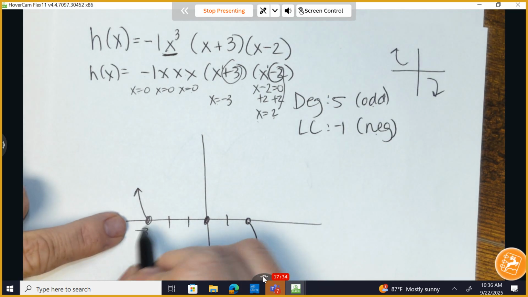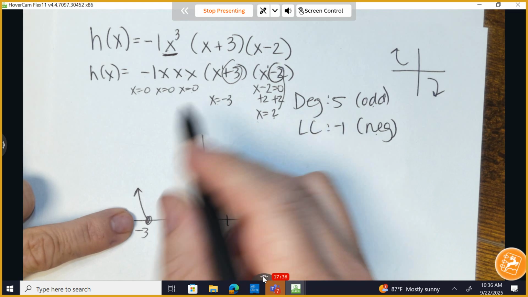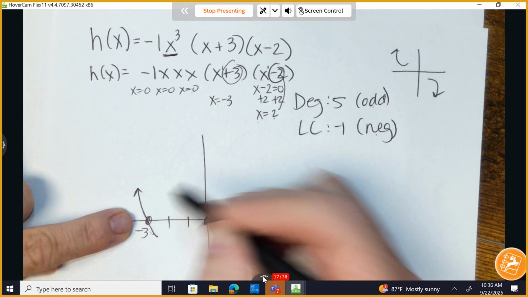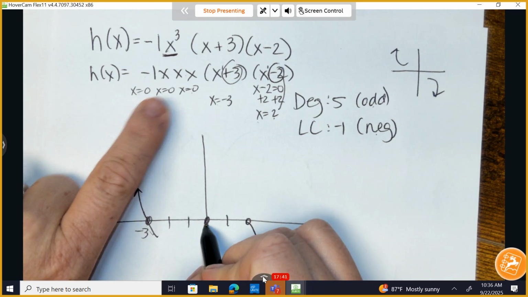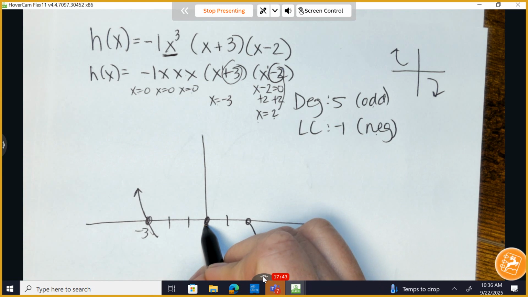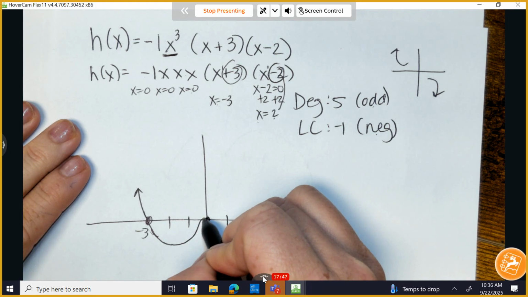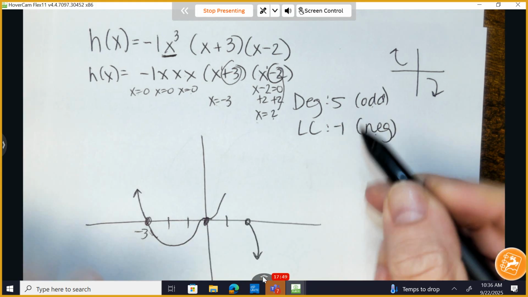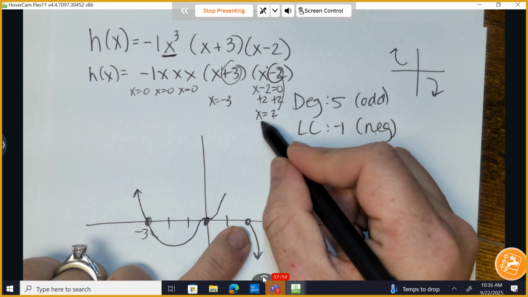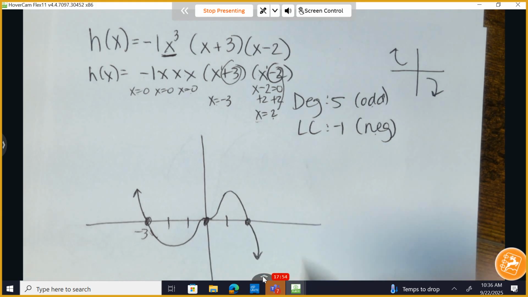At -3, it's only a singleton solution, so I just need to cut through. At 0, it's a triple. Does anybody remember what's the word we use at a triple? Snakes through. So it's going to come up, then it goes flat, and then it goes up again. And then at positive 2, it's only a singleton answer. It just goes through.